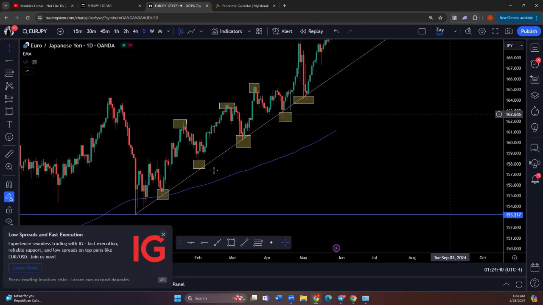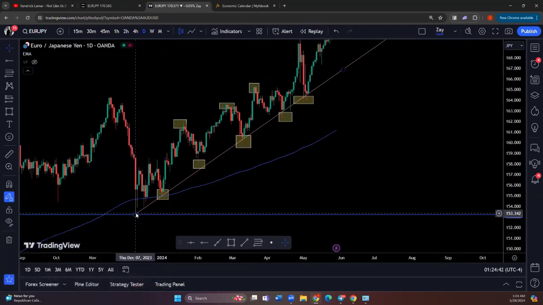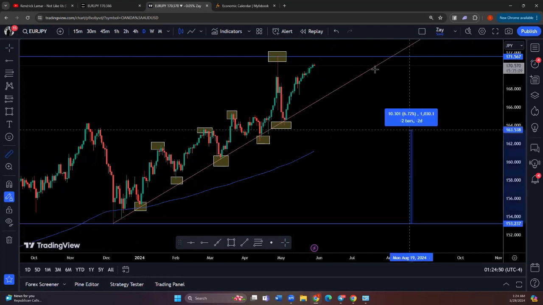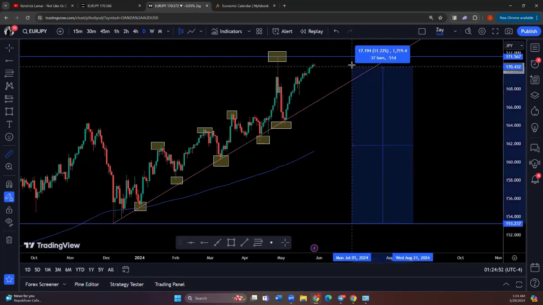Just imagine buying that from here since December 2023, catching it all the way from here to where it's currently at. It's crazy. I'm telling you guys, 1,700 pips, bro. That's actually 1,734 pips.